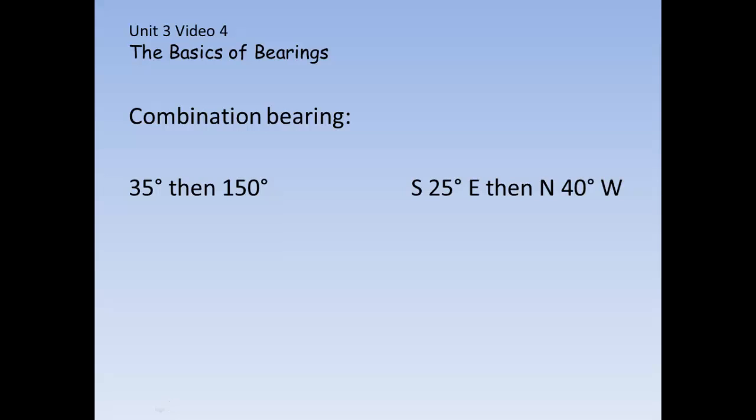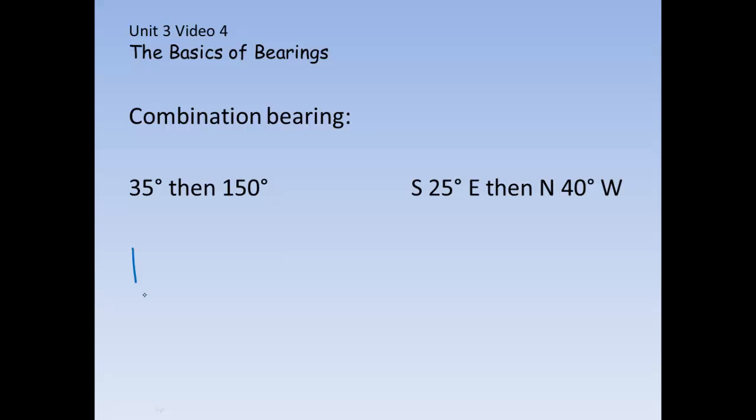Lastly, we're going to do a combination of bearings. So we're going to start with a 35 degree bearing, and then we're going to head on a 150 degree bearing. So in a word problem, they might say, someone travels at a bearing of 35 degrees for so many miles. Then they turn on a bearing of 150, and they travel for so many more miles. So this would be the idea of following a combination of bearings.